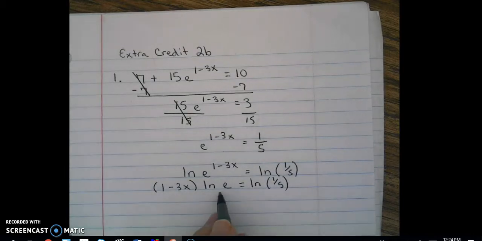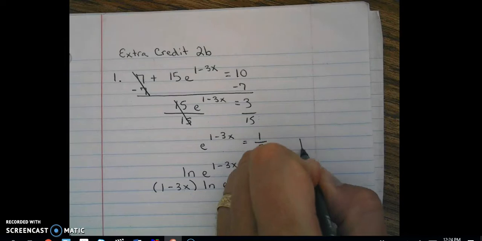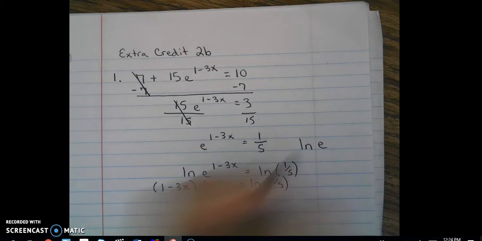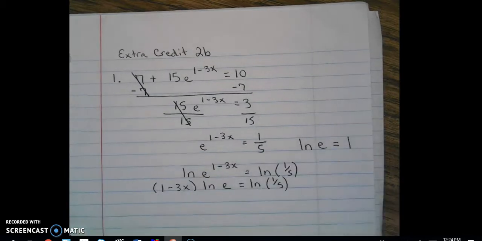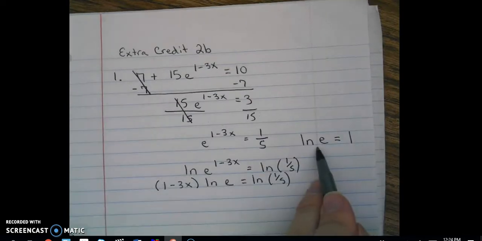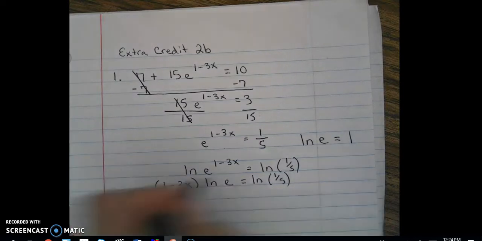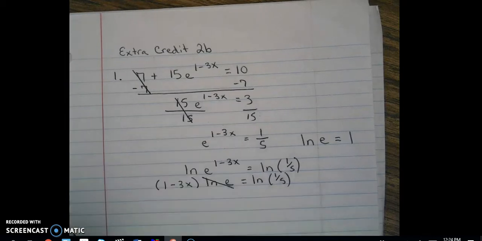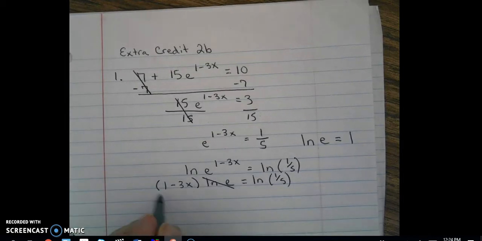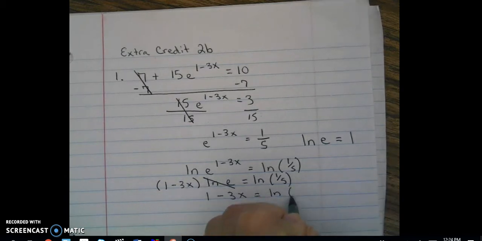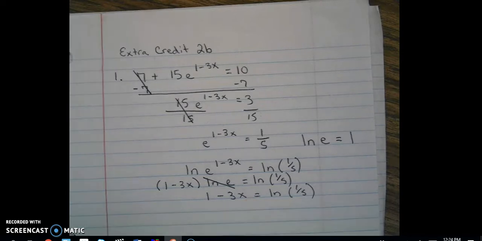And one of the properties you should be aware of is that the natural log of e is equal to 1. Because e, the base of a natural log, is e. E to the first power is equal to e. So when you see the natural log of e, you know that that is 1. And now we're just going to solve for x.